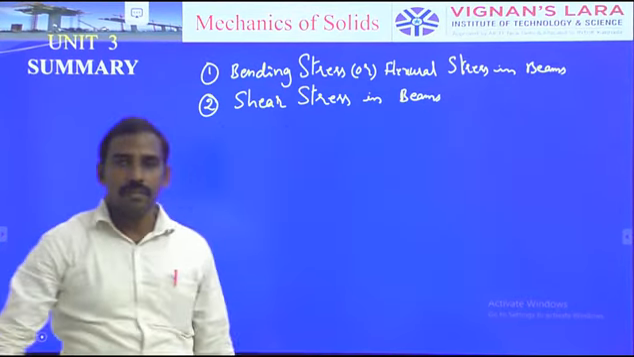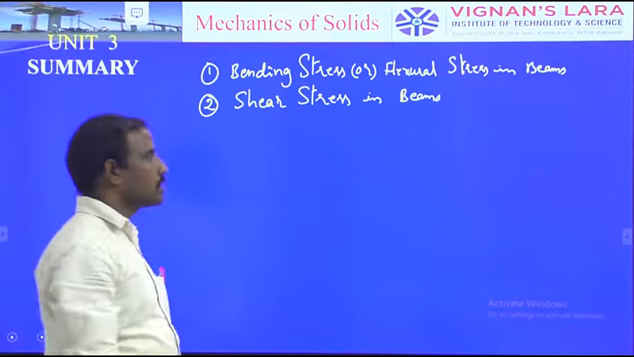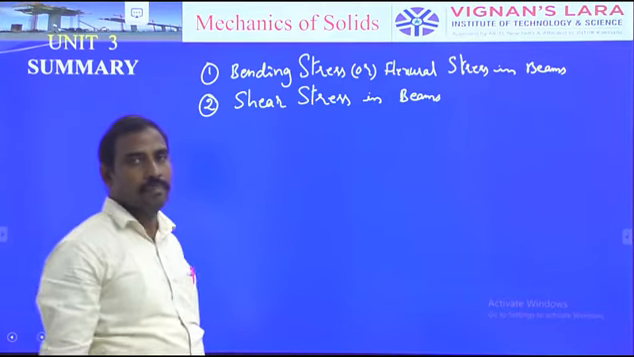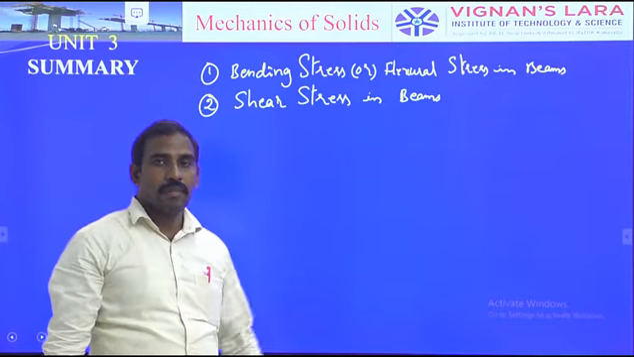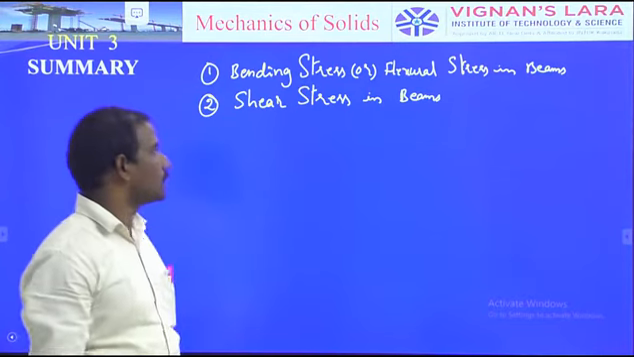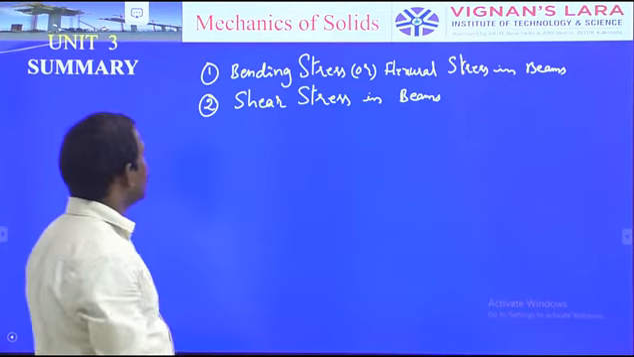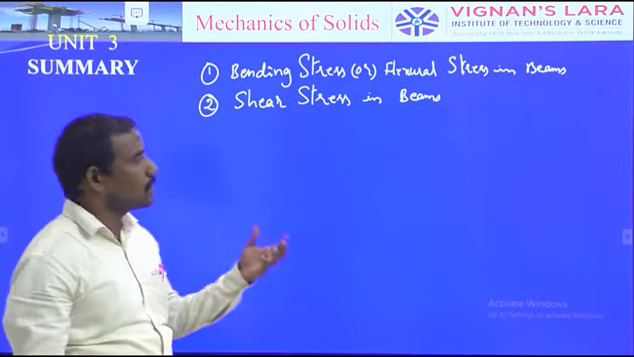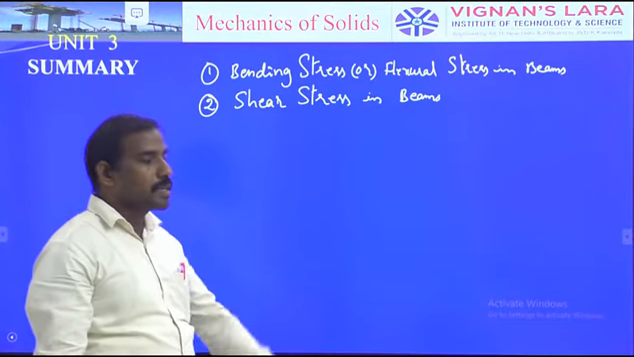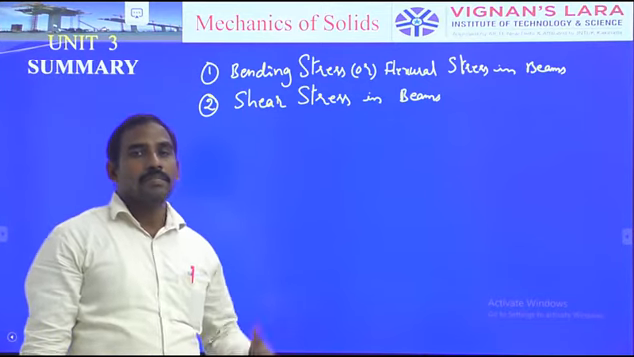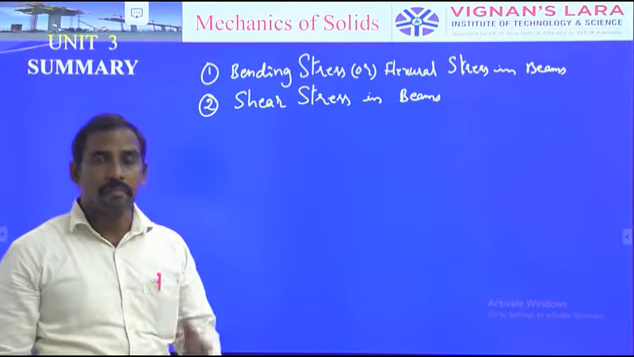I think that we know what is meant by a beam, and beams are classified according to their boundary conditions. A beam is a structural member subject to transverse load. Keep it in mind, transverse load. And then you have to draw the shear force and bending moment diagrams for a beam subjected to various types of loading, for various types of beams.